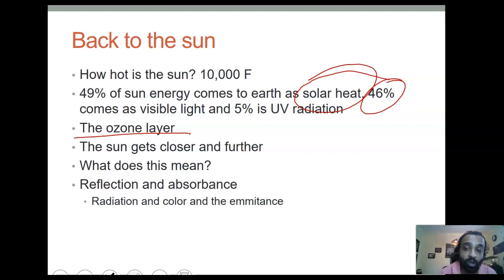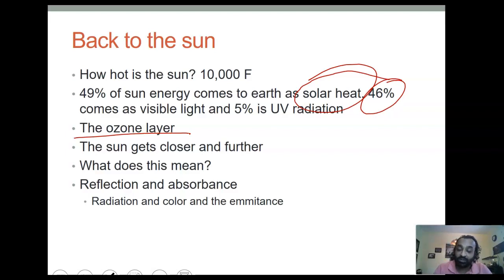And we also need to know about reflection and absorption. I don't know how to say that. Absorbance. So absorbance is how much heat you absorb and reflect. Dark colors usually absorb more heat, and light colors reflect more heat. And again, light colors also emit more heat. So this is all pertaining to radiation.